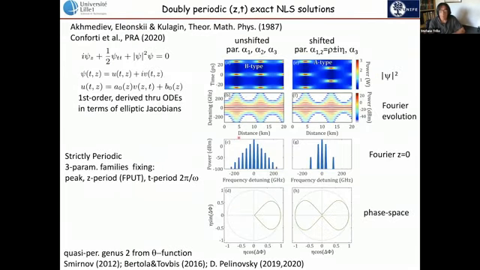Okay, so let's change the approach a bit. This is a more recent one. We know that there are doubly periodic exact NLS solutions in Z and T, and so we asked ourselves if we can use them to fit the experiment. These are due to Akhmediev essentially, and were not derived by finite gap.